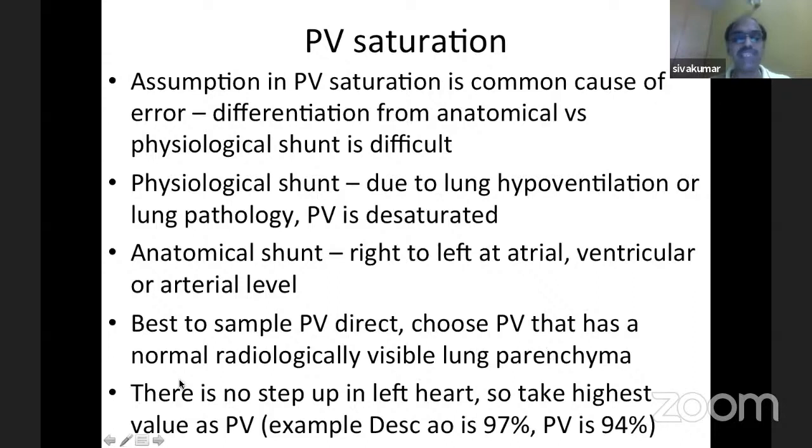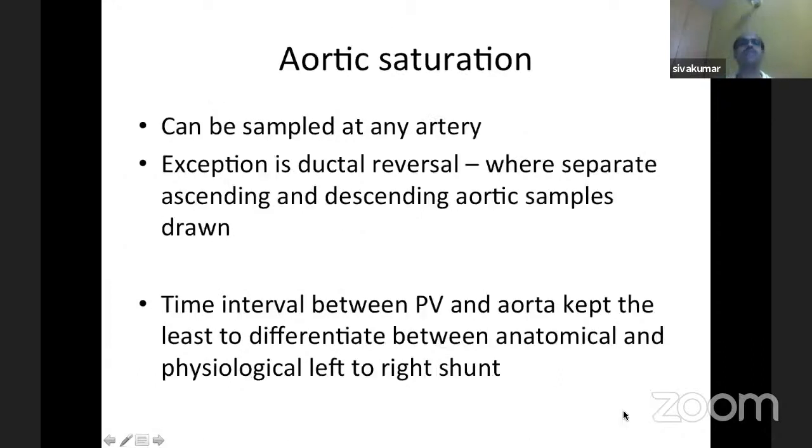Choose the PV which has normal, radiologically visible lung parenchyma. So if, suppose, the right lung is very clearly seen, take from the right lung the PV which looks reasonably normal. There is no step up in the left heart, so always take the highest value as PV. For example, if descending aorta is 97 but pulmonary vein is 94, take PV also as 97 for calculation. There is no step up in the left heart at all.